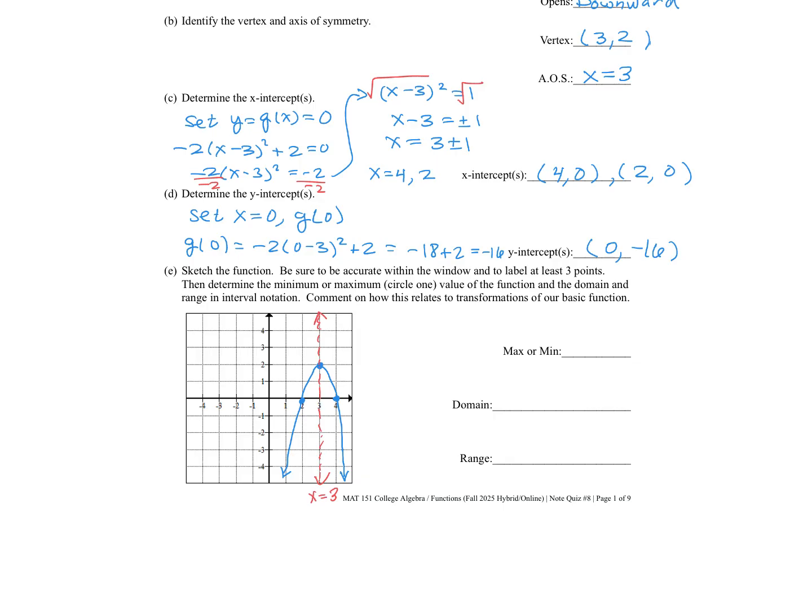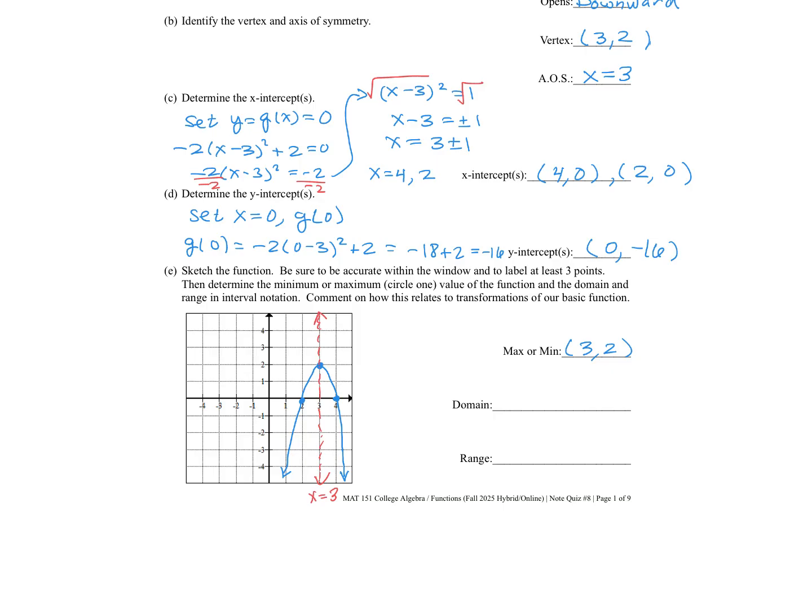With regards to max and min, you will notice that since the parabola opens downwards, the parabola's vertex is a maximum. And so that's going to be the location of (3, 2). It's important to specify that the location is the vertex. The maximum value of the function is actually 2.